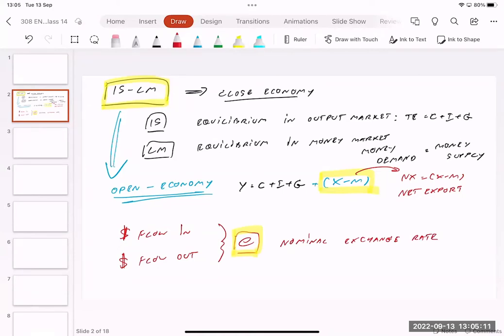In this case, we stay in Thailand, so the meaning of the nominal exchange rate is how many units of the foreign currency 1 unit of our currency, 1 baht, is equal to. In this case, 1 baht equals how many US dollars. So this is the meaning of the nominal exchange rate. This is the exchange rate for the currency.